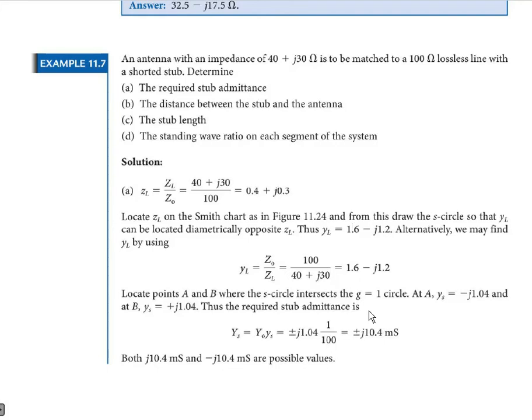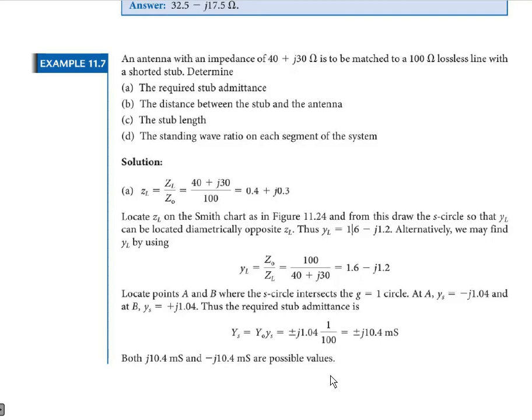We can see how we can find this by checking one problem, so we can directly move to our problem. An antenna with an impedance of 40 plus j30 ohms is to be matched to a 100 ohm lossless line with a shorted stub. Find the required stub admittance, the distance between the stub and antenna, the stub length, and the standing wave ratio on each segment of the system. So we have an impedance and we have to match it to a 100 ohm lossless line, so we need to design a single shorted stub.